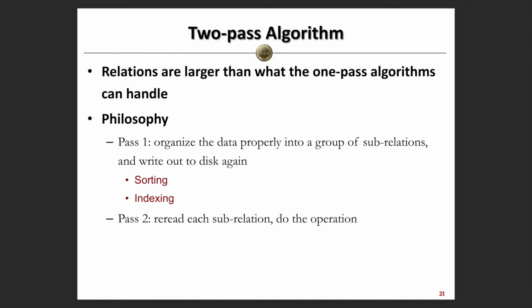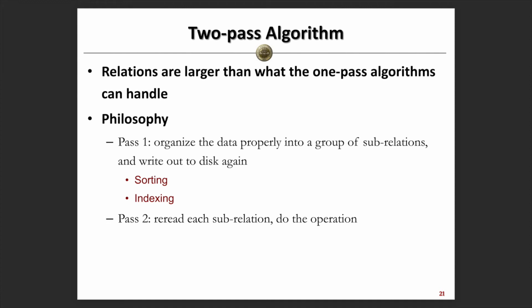The basic idea of the two-pass algorithm is to use two passes to scan the data for processing. In pass 1, we normally need to organize the data properly into some groups or sub-relations. In other words, we read data from the disk, do some operations to organize the data into subgroups, and write them back to the disk again. With this step, we can do some basic operations like sorting and indexing, which will be helpful for the following steps. In pass 2, we reread such sub-relations and do some operations to achieve the target of the operation. So the basic idea for pass 1 is to do some pre-processing and write back to the disk. For pass 2, we read the pre-processed data and then do the operations.